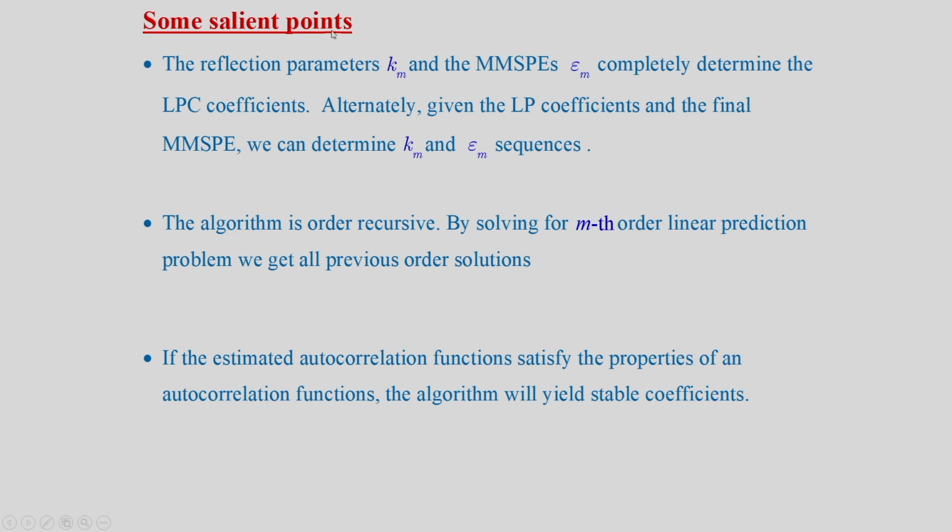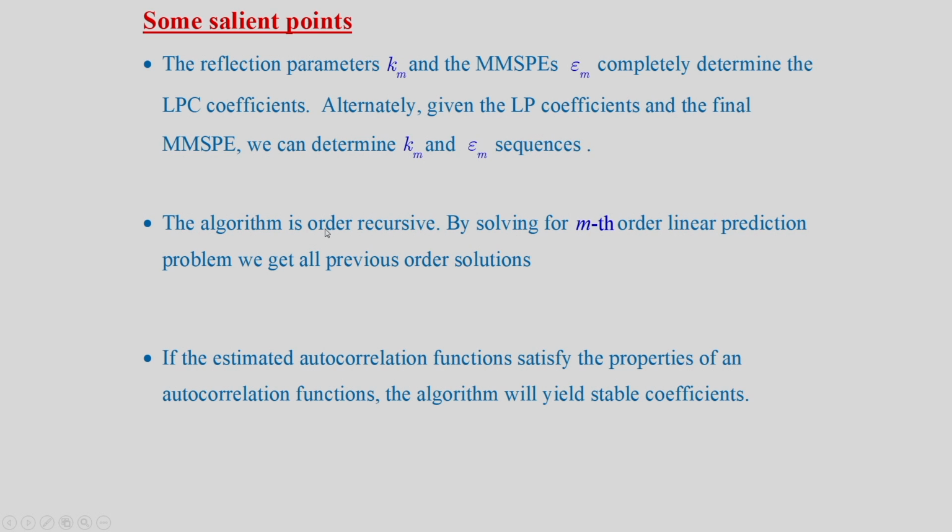Some salient points we have to remember: the reflection parameters Km and the minimum mean square prediction errors epsilon m completely determine the LPC coefficients. Alternatively, given the LP coefficients and the final minimum mean square prediction error values, we can determine Km and epsilon m for the sequence. So, this may be required for efficient implementation of the LP error filter.